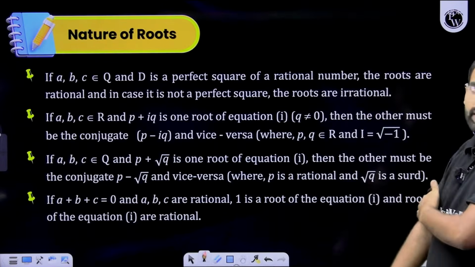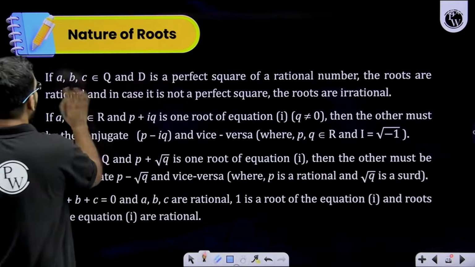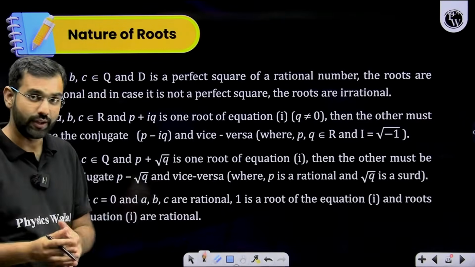Now, this is something very crucial which I was constantly talking about. The first result. If A, B, C all are rational numbers, Q means what? The set of rational numbers.